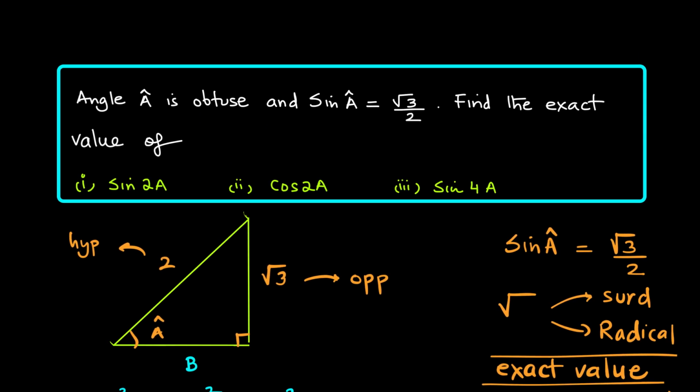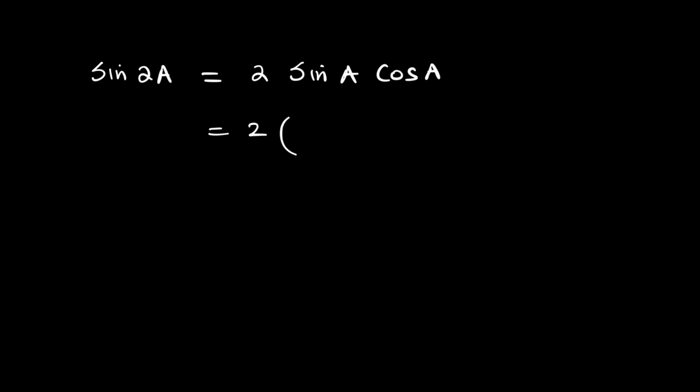Now let's go back to the question. What are we supposed to calculate? We are interested in sine of 2a, cosine of 2a, and sine of 4a. So now we have all these values. Let's get started with the first part. The first part is about sine of 2a. Let's write down the formula. That is 2 sine a cosine a. We will just plug in the value of sine a and cosine a and do a little bit of calculation. The value of sine a is root 3 over 2.